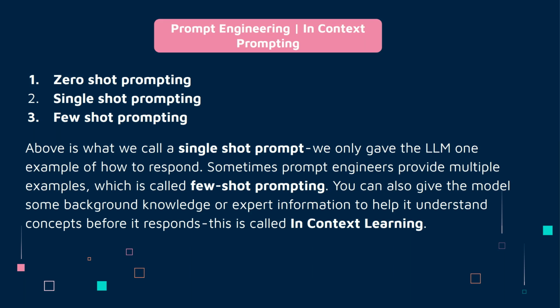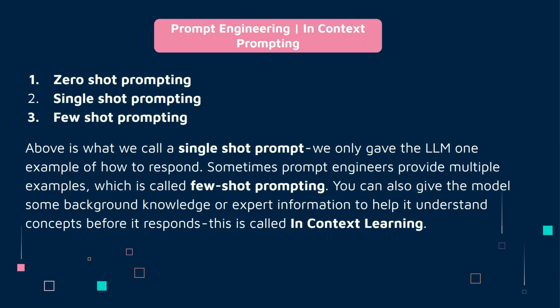We also have few shot prompting, whereby you give the agent or the AI system more than one example of how to respond to users, or how to interact with users, or how the conversation flow should be handled. That is called few shot prompting. So we have single shot prompting and few shot prompting. You can give the model some background knowledge as well, or some expert information on how to behave.